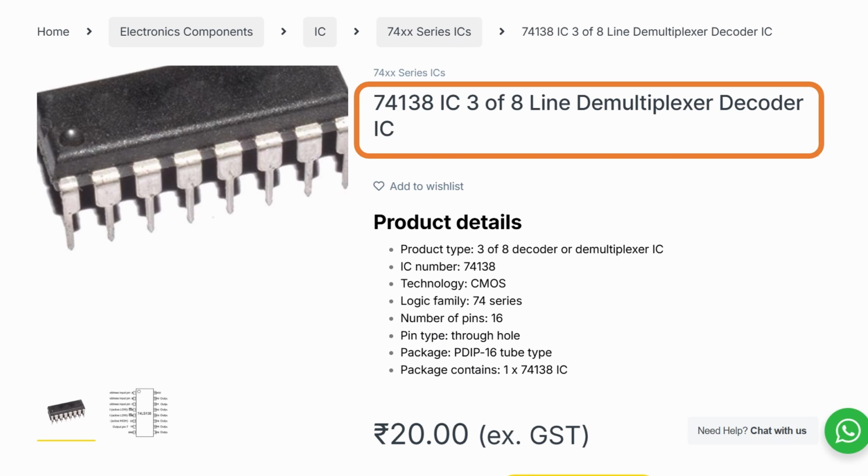I also checked another website. If you observe here, they have written the 74138 IC of 3x8 line, or 3 of 8 lines we can say. They have directly written the title, giving it as demultiplexer decoder IC. As this can be interchangeably converted or used, that is why they have given this name. You can also check the price, that is 20 for this single IC chip.